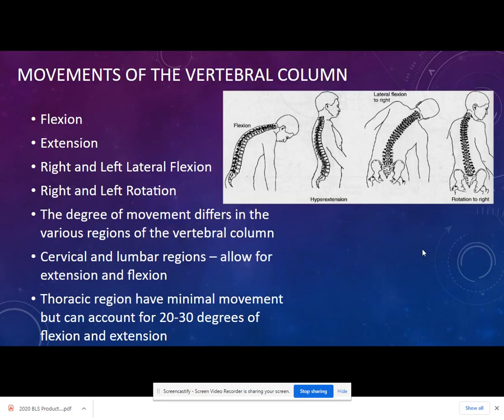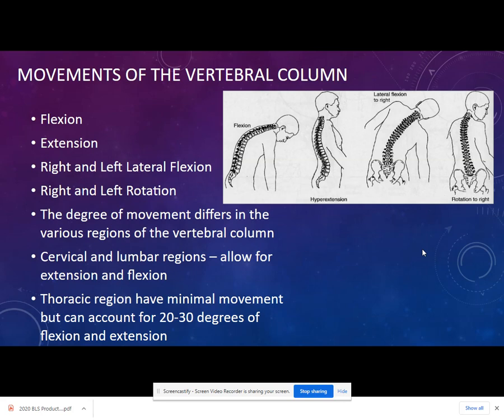Now, movements of the vertebral column. There's flexion and extension, right and left lateral flexion, right and left rotation. The degree of movement changes depending on what part of the spine you're in. Cervical and lumbar regions allow for extension and flexion. The thoracic region has minimal movement, but accounts for about 20 to 30 degrees of movement in flexion and extension.